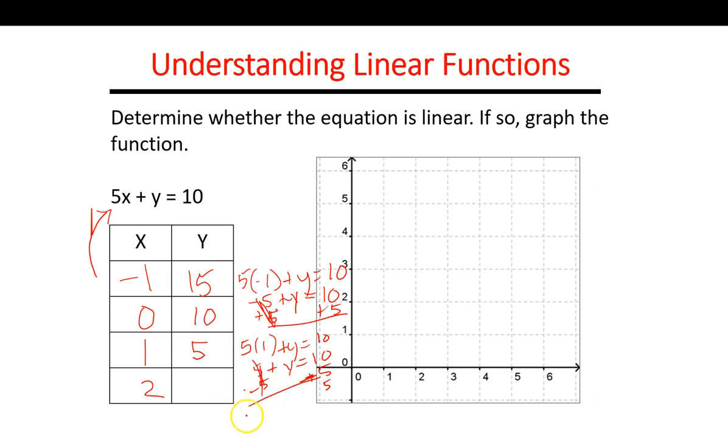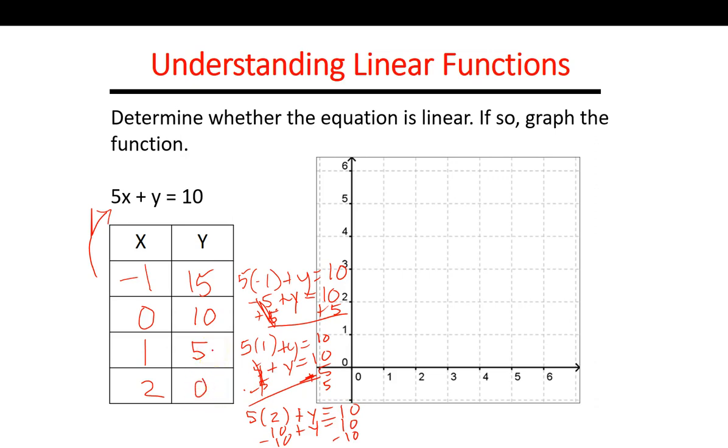And then I'm going to finally do the same thing with 2. I'm going to substitute a 2 in for x, plus y equals 10. And so now I'm going to have 5 times 2 is 10, plus y is equal to 10. So now I'm going to subtract 10 from both sides, and I'm going to find that y is 0.